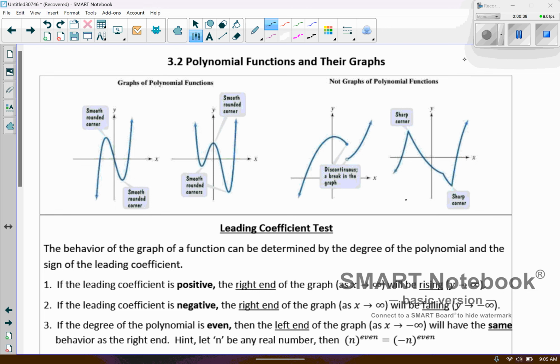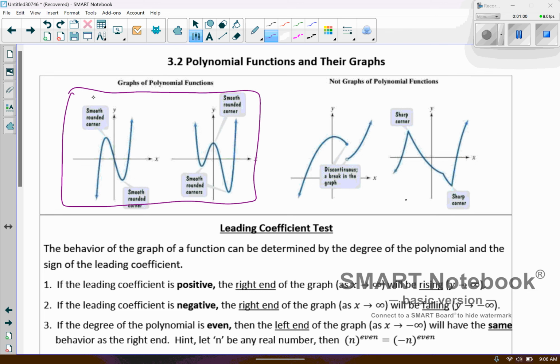Here are some examples of graphs that are not polynomial functions, because they might be disconnected or they might have a sharp corner or something like that. But ours, for the most part, what we're going to be graphing should look pretty much like what you're seeing here. There'll be different variations, but it'll be kind of similar to that.